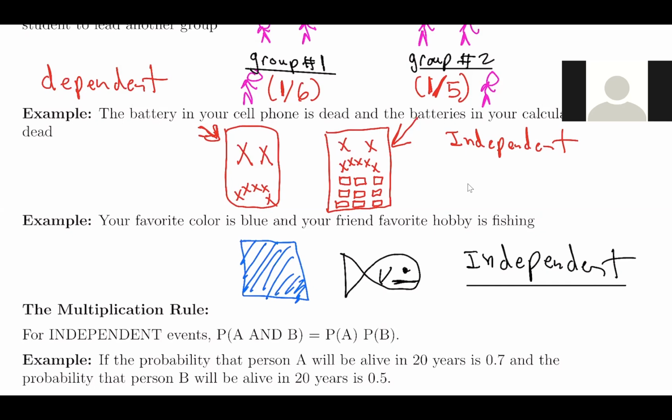And that's it. So that's how you want to think about it when you're looking to see if events are independent or dependent. You want to see, does the first event influence the likelihood that the second event will occur? All right. So up next, we're going to get into the multiplication rule.